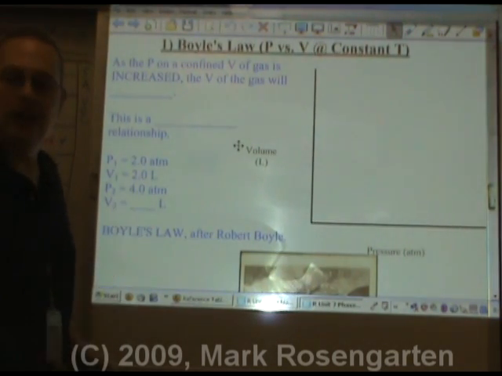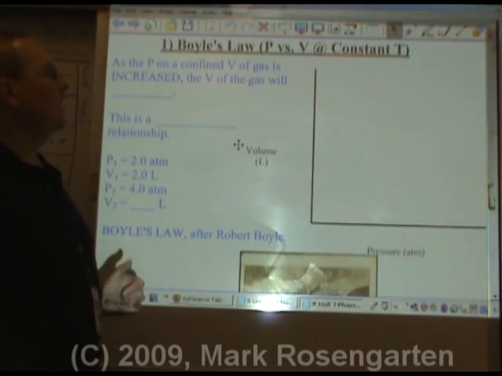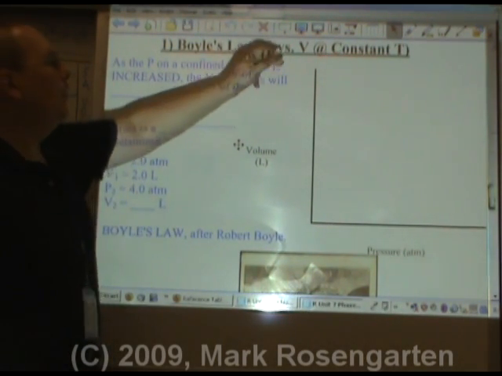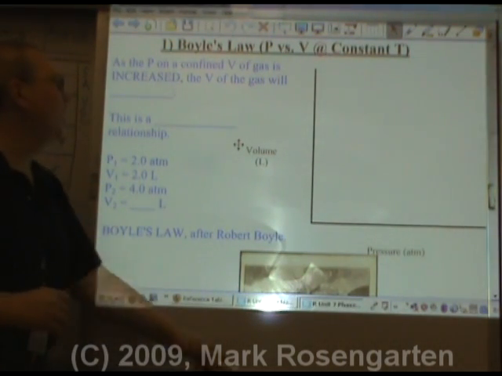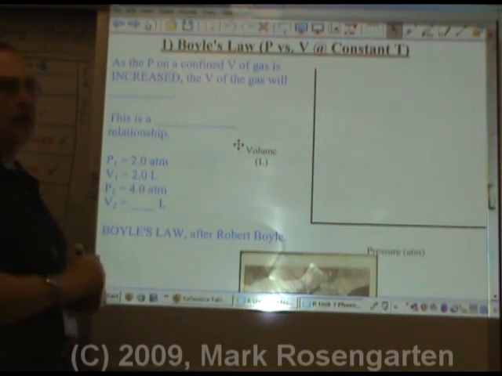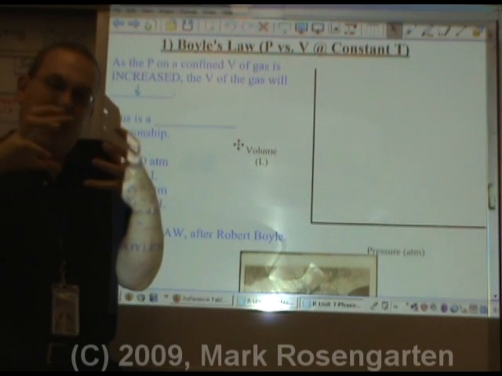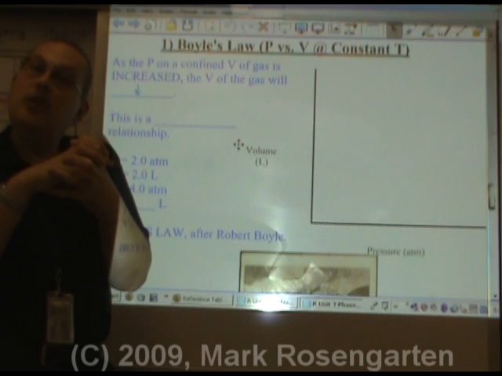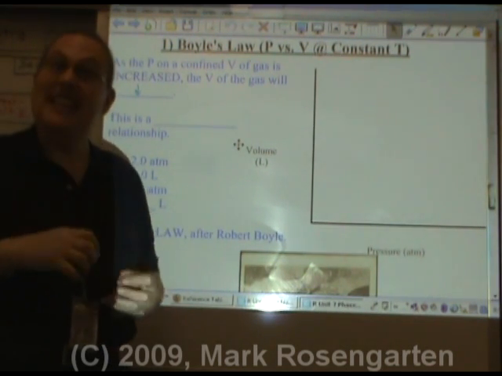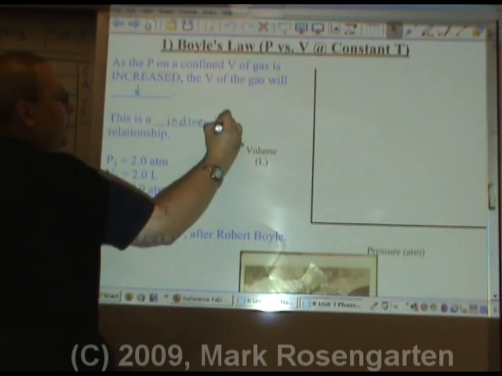First, there's Boyle's Law, named after Robert Boyle. Boyle's Law states that if you change pressure, the volume will change when the temperature is constant in a very predictable manner. If you increase the pressure, the volume will decrease. And the reason is that as you increase pressure, you're going to squeeze those molecules closer together and the volume will go down. You're squishing the gas. This, of course, is an indirect relationship.